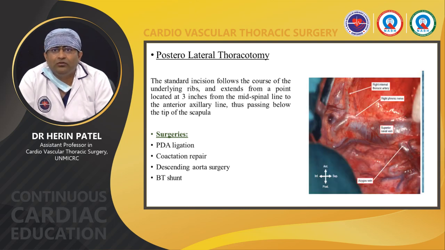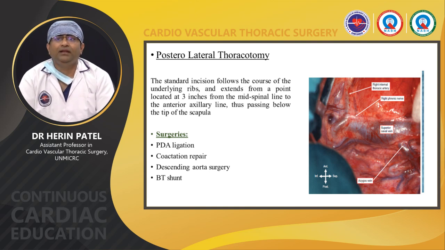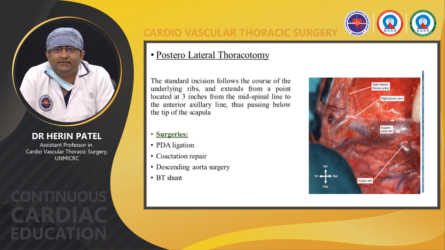This is another view from the right-sided posterolateral thoracotomy. Here you see the superior vena cava, the right phrenic nerve, the right internal thoracic artery, and the azygous vein, and down is seen the pulmonary artery. The right posterior thoracotomy incision is used mainly for BT shunt surgery.